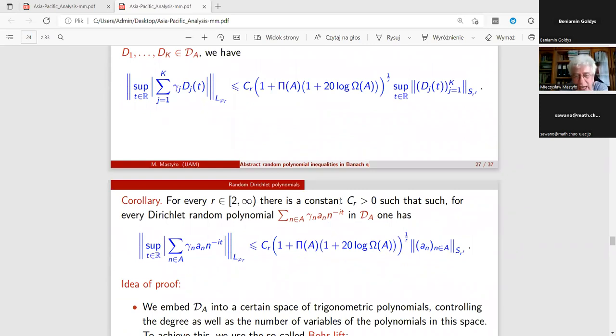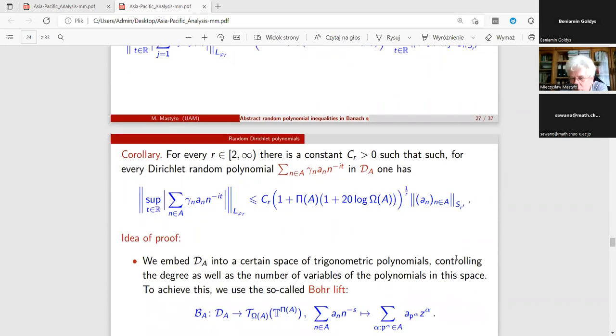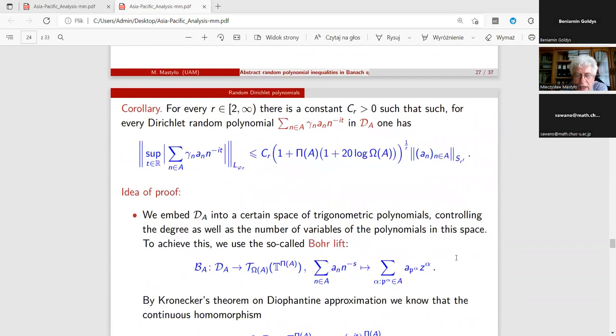So in concrete cases, on concrete polynomials which are important in applications, then we have this. Maybe I will show you quickly the idea of the proof. The idea of the proof is by a famous Bohr lift.